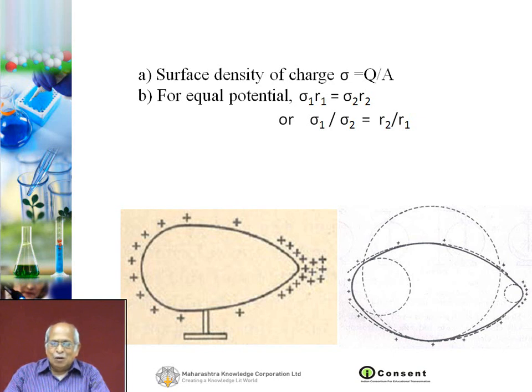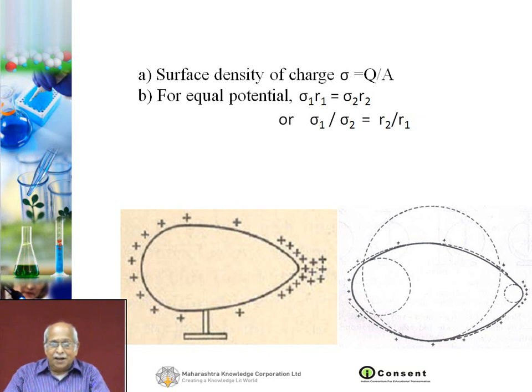Therefore, for the lower part of pear-shaped conductor, radius is large. Radius large means surface density is small. So you see quite a small charge on the lower part. Left side surface, it is part of sphere of moderate radius. So radius is moderate. So surface density of charge is greater than what it is on the lower side.